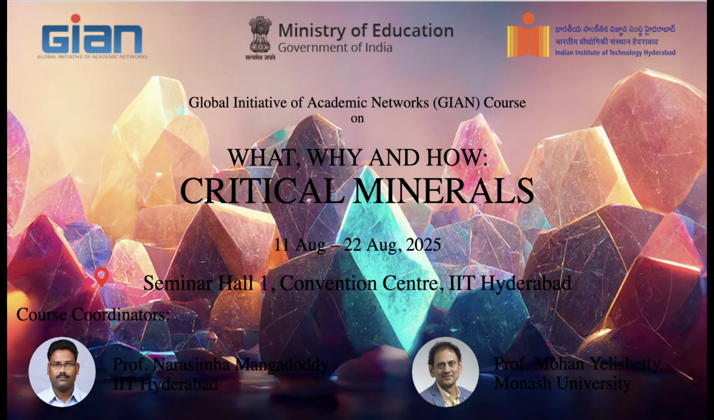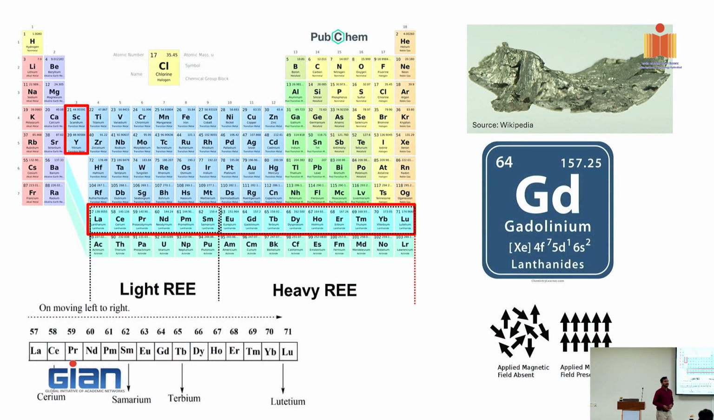Welcome once again. By this time most of the people must be aware of what rare earth elements are, what critical minerals are, how you classify them, and what their applications are. In brief, lanthanum to lutetium plus scandium plus yttrium is classified as rare earth elements. Lanthanum to samarium is known as light rare earth elements, and europium to lutetium is considered heavy rare earth elements.